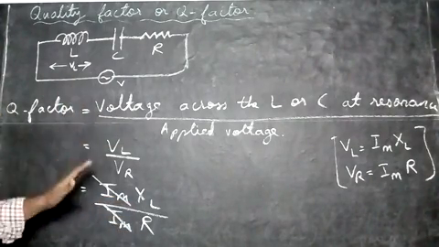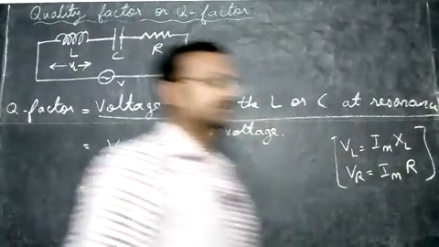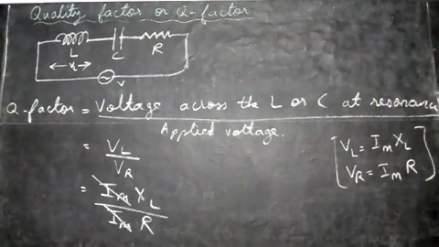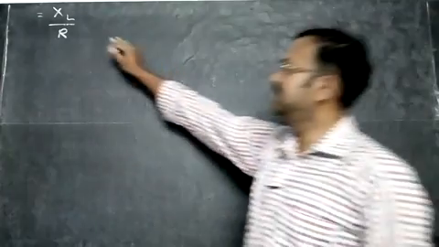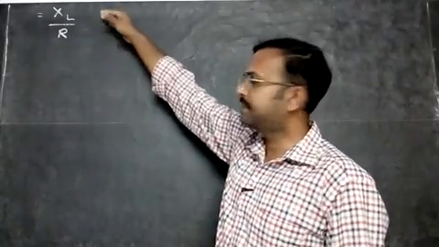Let me erase the board here and I'll write on this side now. So let us continue here. The last step I got was XL by R, the inductive reactance by the resistance.